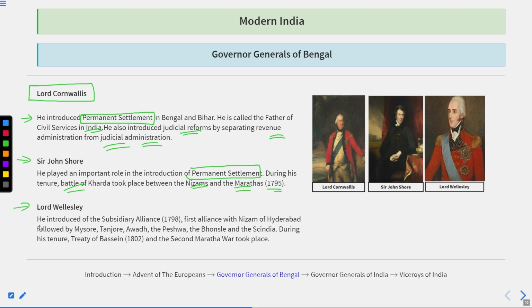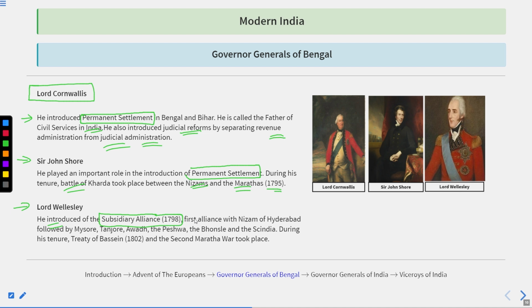Then comes Lord Wellesley. Lord Wellesley basically introduced the Subsidiary Alliance in 1798. Subsidiary Alliance means that if any local ruler conferred the authority to the Britishers and became their subordinate, then the Britishers will protect the territory from the outsiders. In response to this, the ruler who had submitted his territory to the Britishers is required to pay some amount to the Britishers. The British forces would be stationed in their territory, and the ruler is not allowed to deal with any other European without the permission of the company.